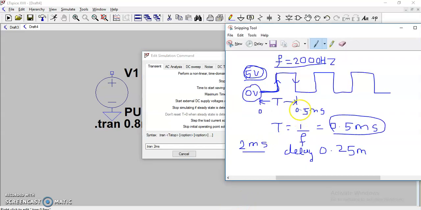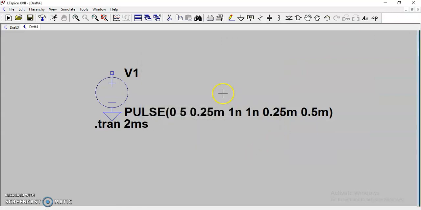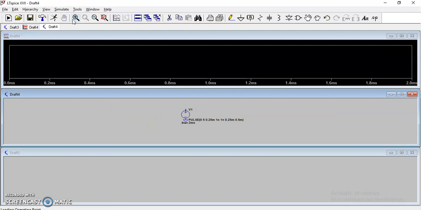Because here 0.5 millisecond will give you 1 clock cycle. So 0.5 plus 0.5, 1 millisecond is another cycle. 1.5 is one more cycle, and 1.5 plus 0.5 is 2 milliseconds. So totally you will get 4 cycles. Okay, click on OK and then go to simulate and run.